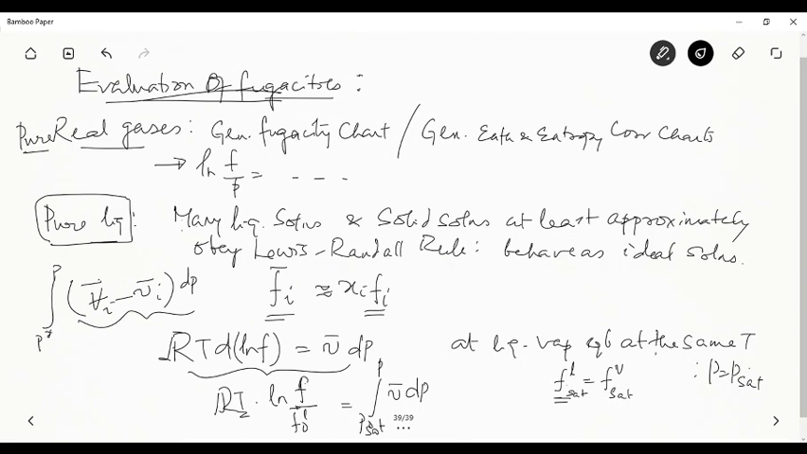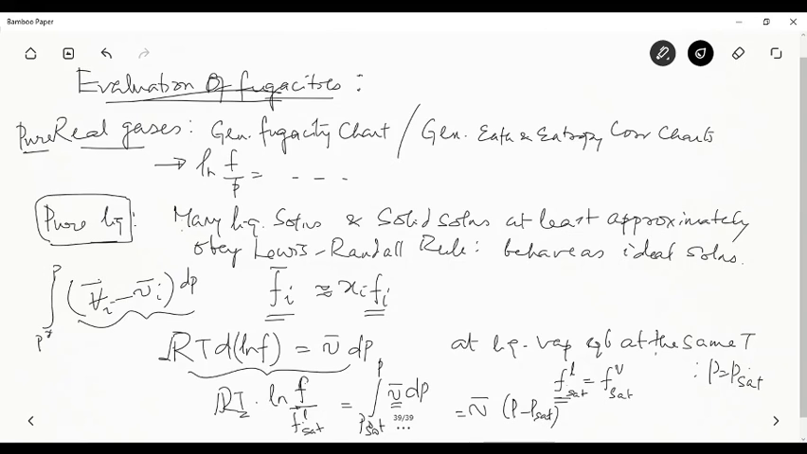So you are integrating from the reference state to that state, so this will be P sat to P. Now, since for a liquid this V bar does not vary much with pressure, I can take it out of the integral. So this will become V bar into P minus P sat. So log of F by F sat will be V bar into P minus P sat divided by RT.